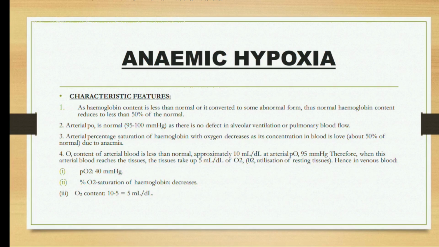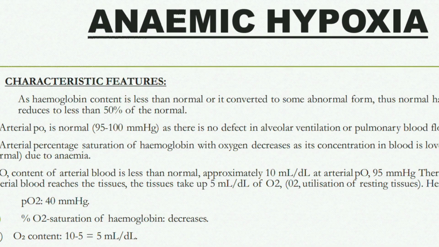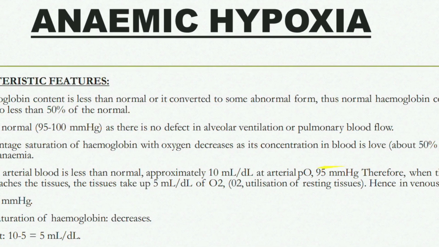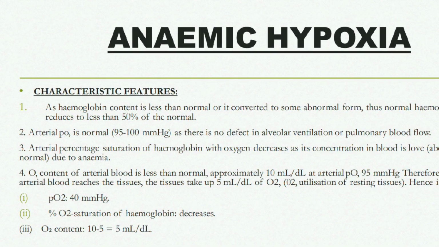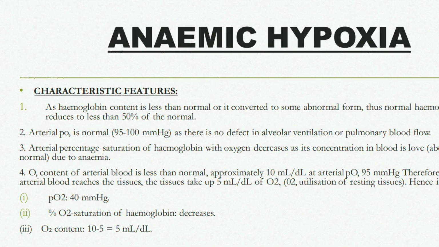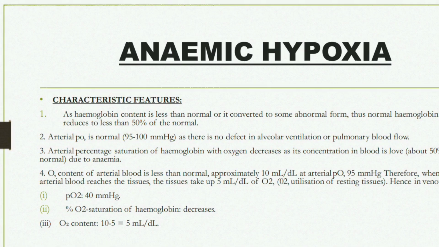Next are the characteristic features, which include that hemoglobin content is less than normal or it gets converted to some abnormal forms, thus normal hemoglobin content is reduced by 50%. Arterial partial pressure of oxygen is normal as there is no defect in the alveolar ventilation rate or the pulmonary blood flow. And then the oxygen content of arterial blood is less than the normal.